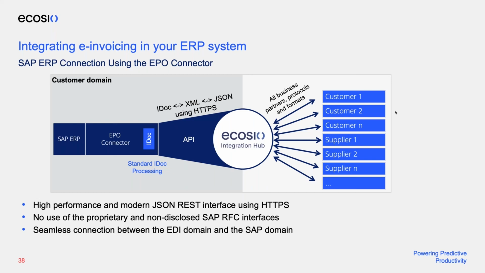In this case, a high performance and modern JSON REST interface is used using HTTPS, and no use of the proprietary and non-disclosed RFC interfaces is being used. And you do have a seamless connection between the EDI domain and the SAP domain. The main advantage here is that you can track all sent and received invoices directly from within the SAP system.